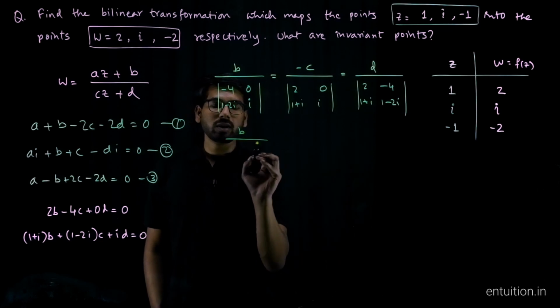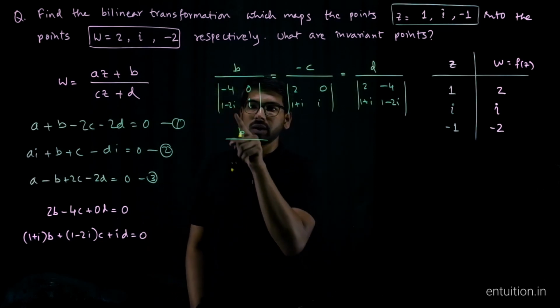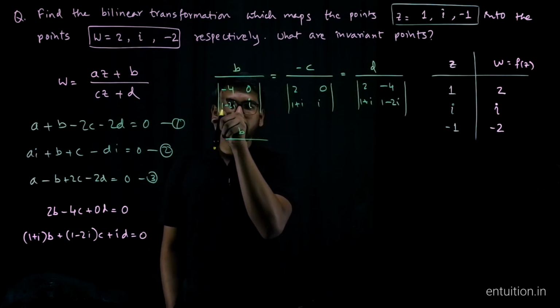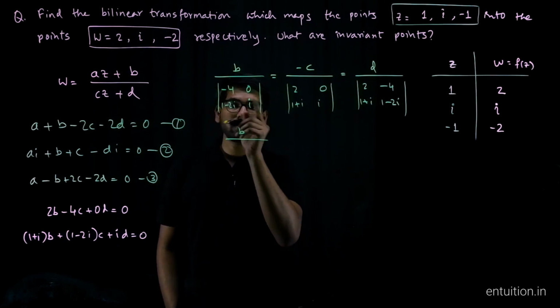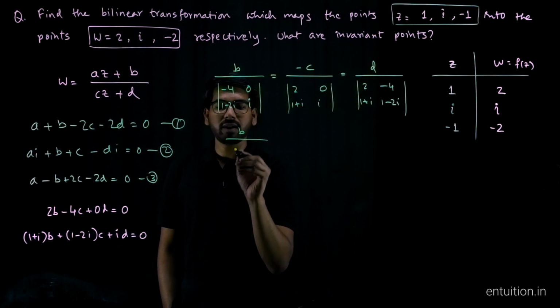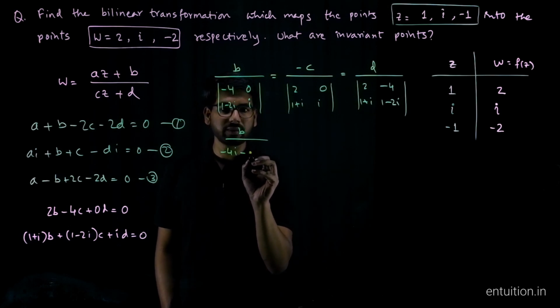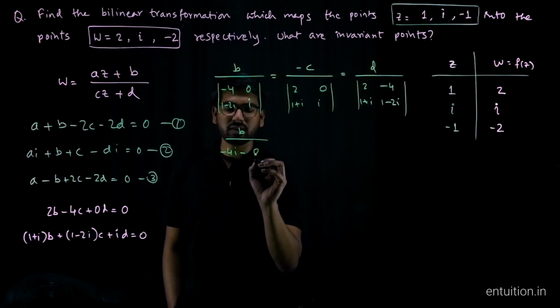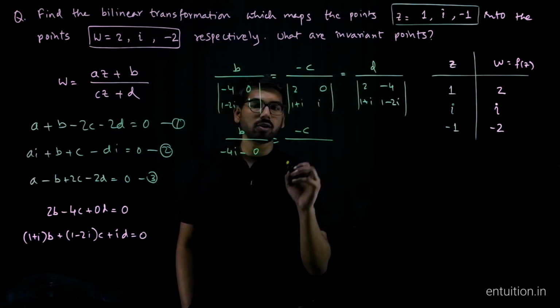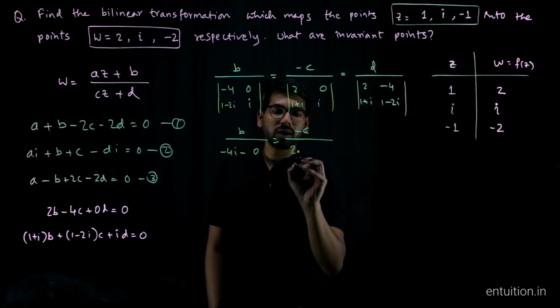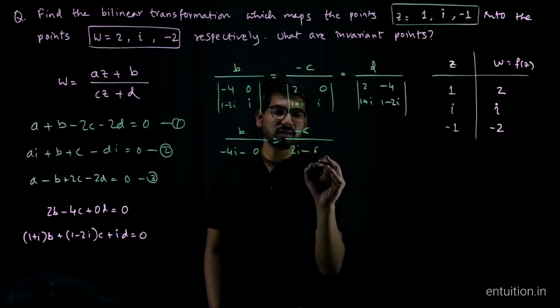So B over, how do you open a determinant? This into this minus this into this. Principal diagonal element minus other diagonal elements. Product of, so minus 4 times I is minus 4I minus 0 times 1 minus 2I is 0. Okay. Is equal to minus C in the numerator as it is, denominator. 2 times I is 2I minus 0 times 1 plus I is 0.